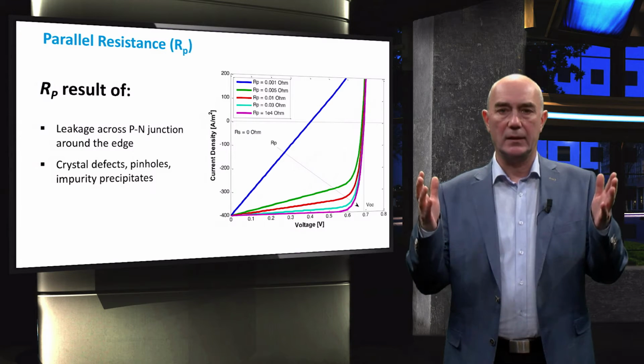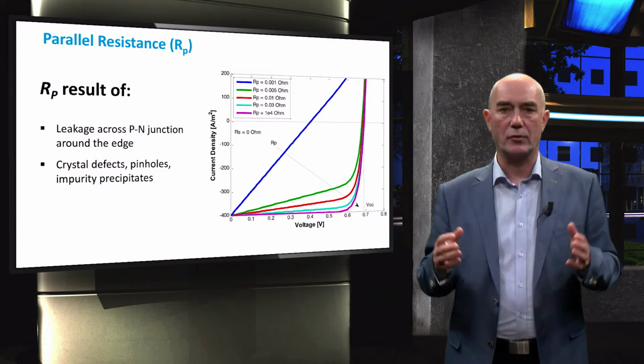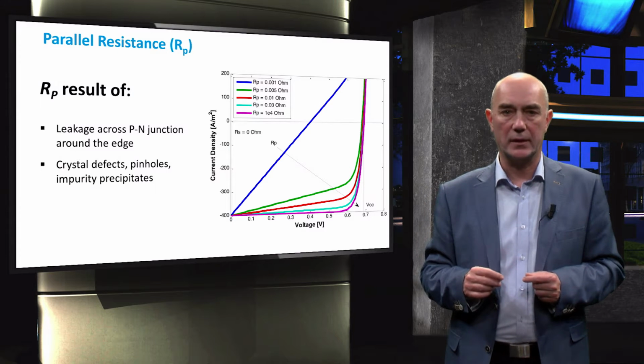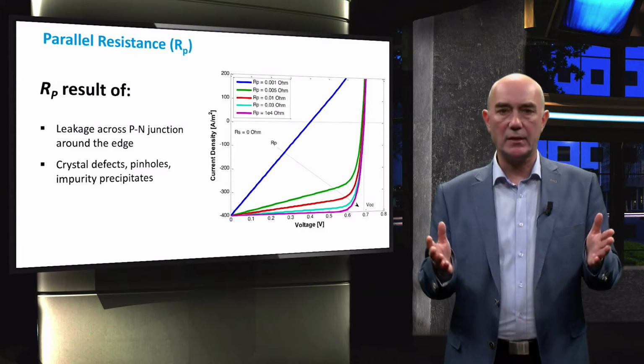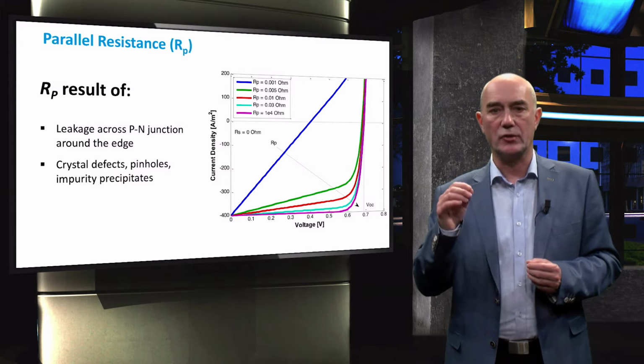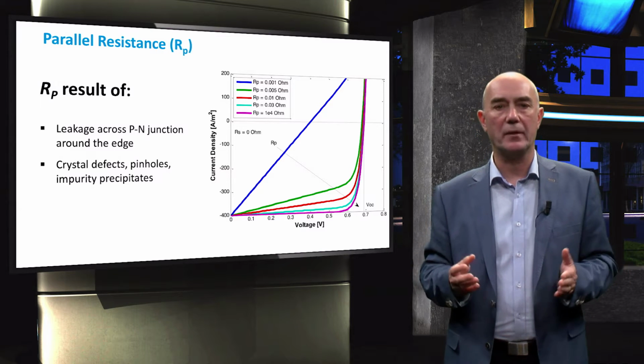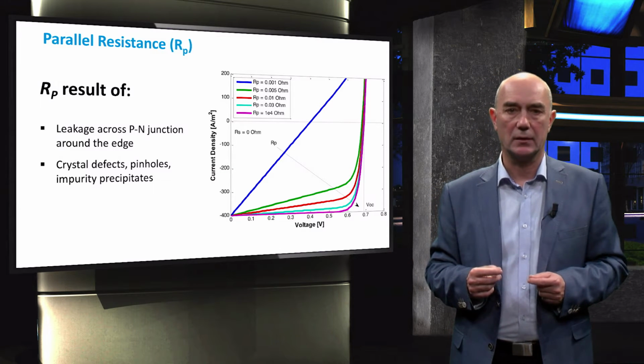The other type of resistance in a solar cell is the shunt resistance, or sometimes called parallel resistance. The shunt resistance is the result of macroscopic defects in a solar cell which offer an alternative low resistance path for the generated photocurrent.